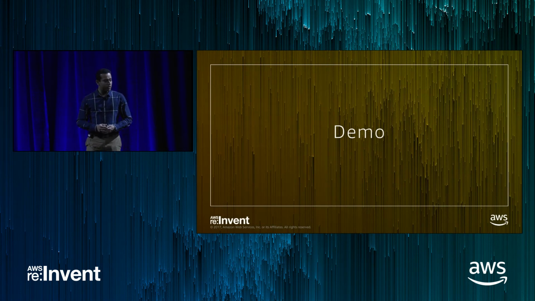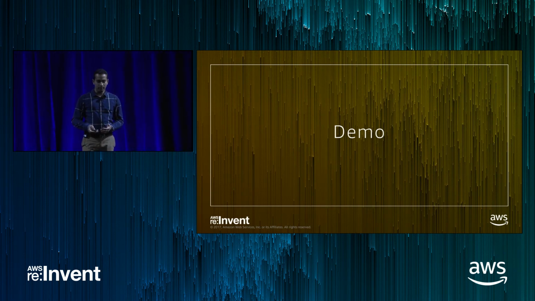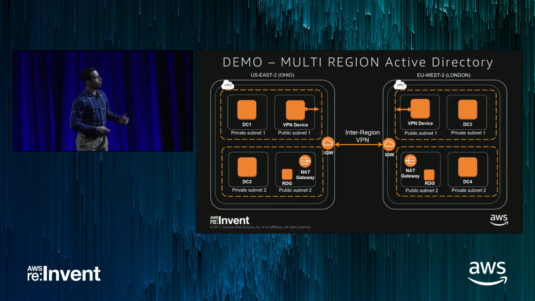All right, so we're going to jump into a demo here. We have a multi-region setup for the demo. We're going to show you how we did it and kind of the components that we used. Before we get into the demo, I want to kind of show you what we built, right? So we basically built two regions. We built a region in Ohio and a region in London, and we basically built 4 subnets in each region.